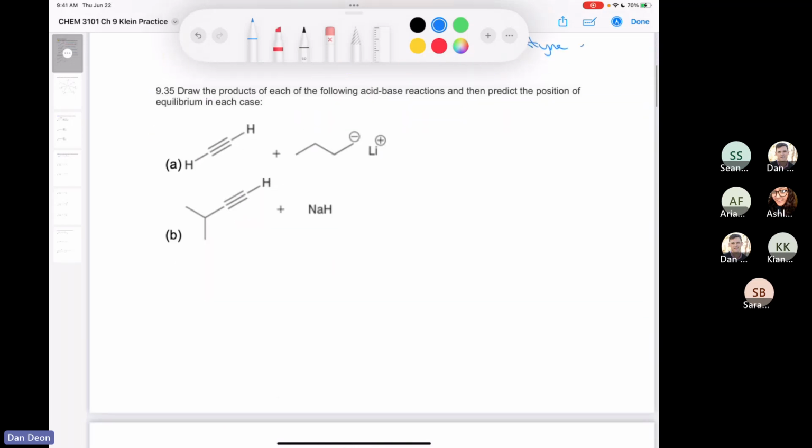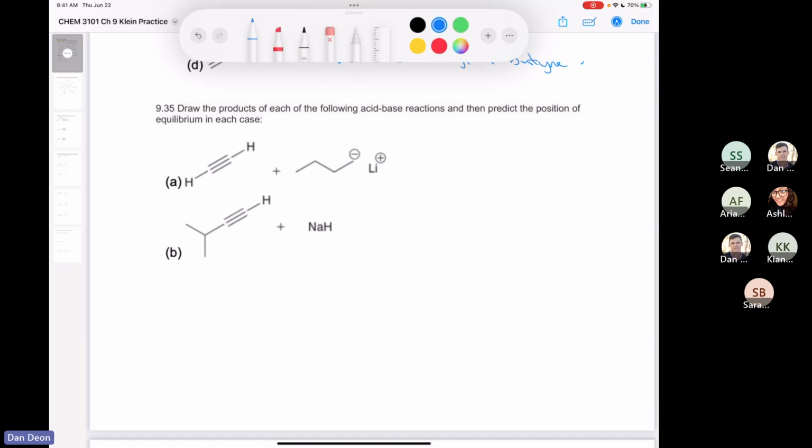All right, question 9.35 says draw the products of each of the following acid-base reactions and then predict the position of the equilibrium. So if we start out with the mechanism here, it doesn't ask us to do that, but we're going to do a deprotonation here. And that's going to give us, I'll just draw an arrow this way, an acetylide plus butane is what you would get.